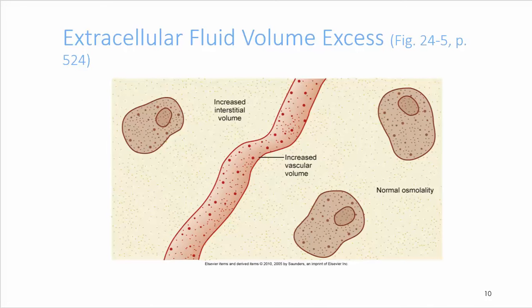Okay, so the next one is extracellular fluid volume excess. So this is when there is too much normal osmolarity fluid. So it's saline and water. The concentrations are normal, but there's too much fluid. So what's going to cause this? Anything that causes you to retain saline. So a big cause of it is excessive aldosterone secretions.